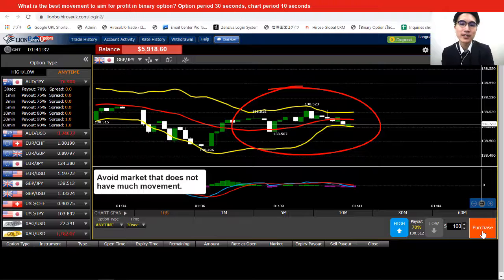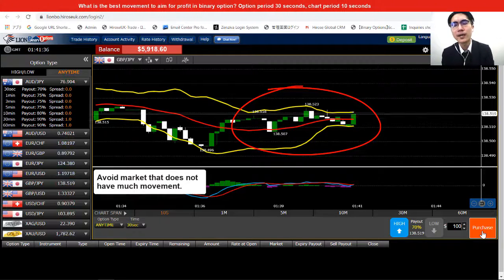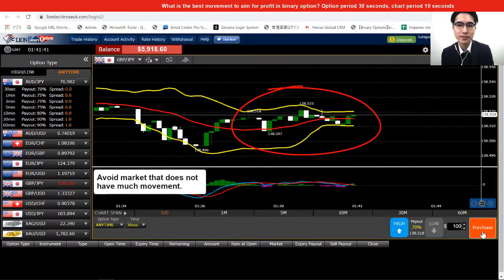Normally I would say if you want to trade binary options, you had better look for a market that has slightly more movement for the price to develop.